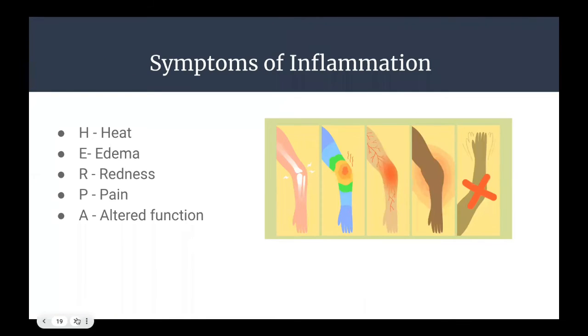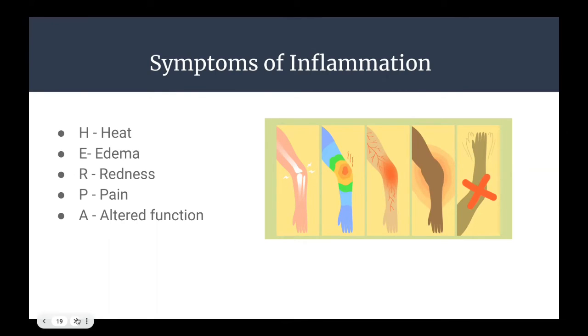So the symptoms of inflammation can be summarized in the acronym HERPA. The H stands for heat, which is due to so many things that are happening at once in the body. The E stands for edema, which is the capillaries leaking fluid, and this is due to the endothelial junction loosening to let the leukocytes out so they can go to the site of infection. Bradykinin, histamine, and cytokines aid in the loosening of that junction.